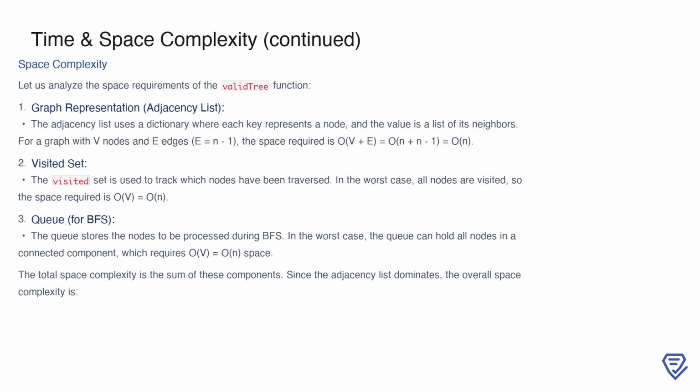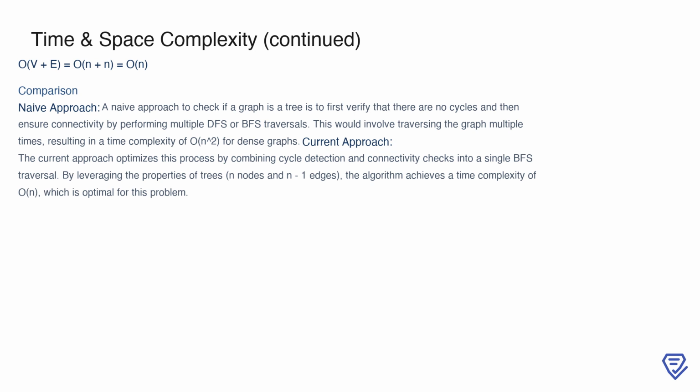Next, the visited set, which keeps track of traversed nodes, requires space proportional to the number of nodes. In the worst case, all nodes are visited, so this takes O(v) or O(n). Finally, the BFS queue temporarily holds nodes during traversal. In the worst case, the queue can store all nodes in the connected graph, which also requires O(v) space. When we combine these components, the adjacency list dominates, resulting in an overall space complexity of O(v + e), which is O(n + n), or simply O(n).